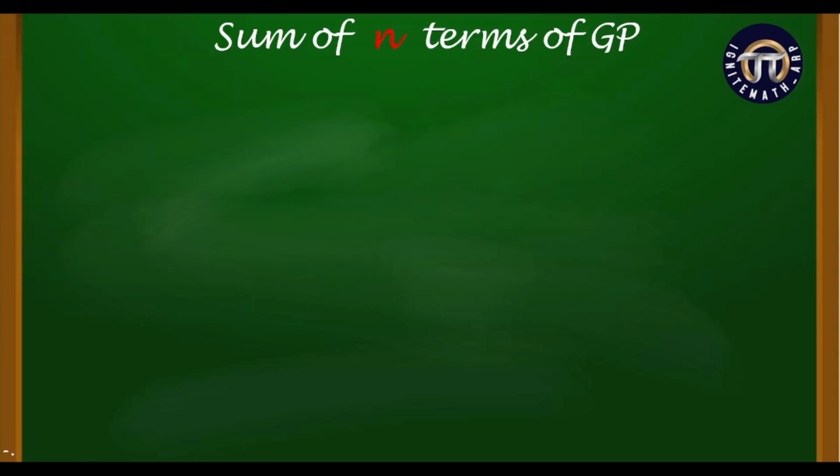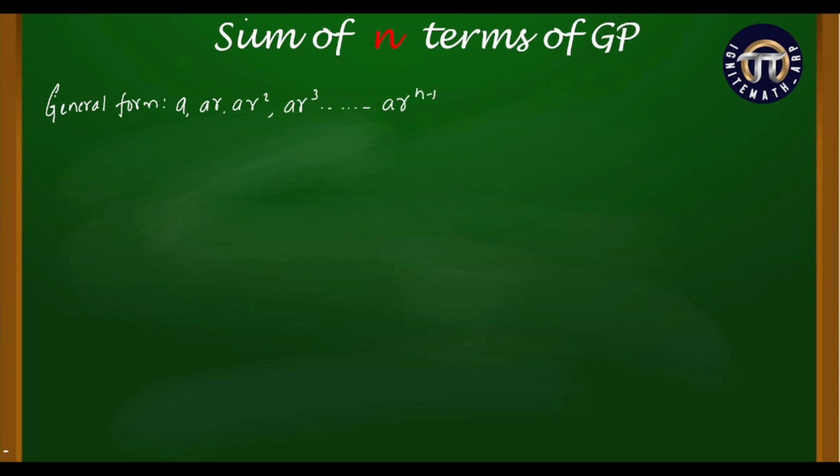Yes, children. Now we are going to study a very new concept, that is sum of n terms of GP. So what do you mean by sum of n terms? You know the general form of GP, which is given by A, AR, AR square, AR to the power of 3, so on till AR to the power of n minus 1.